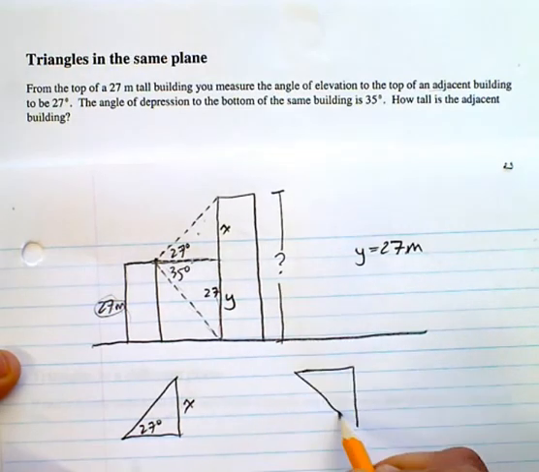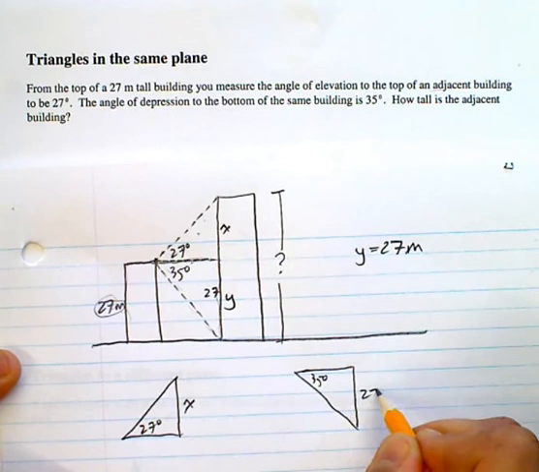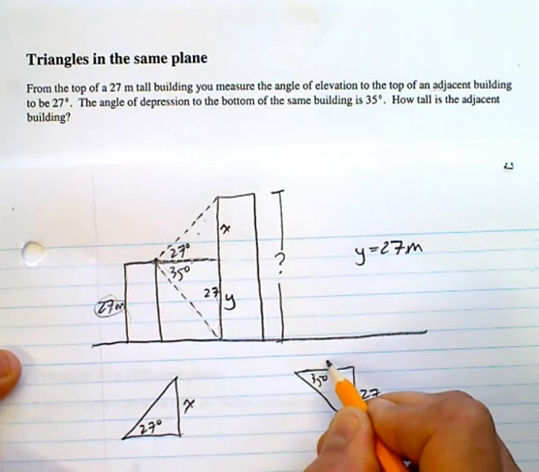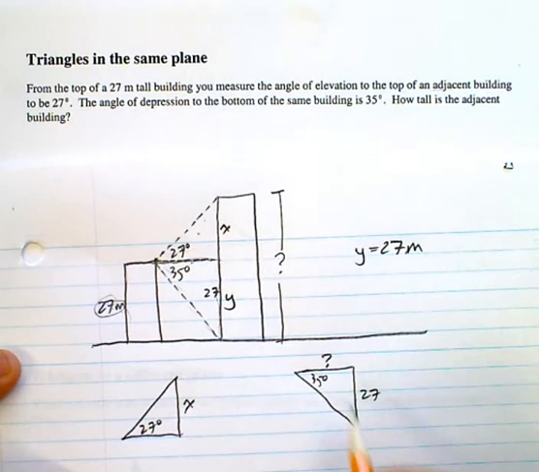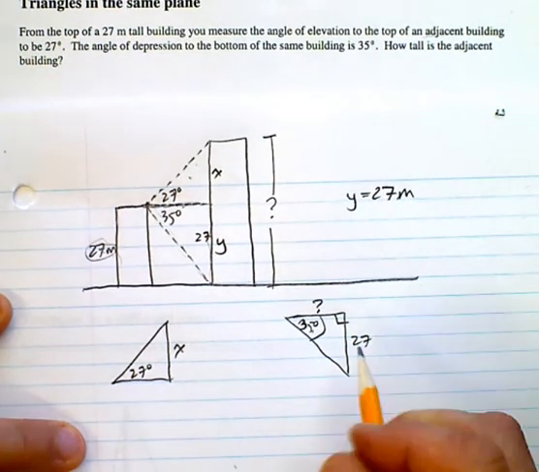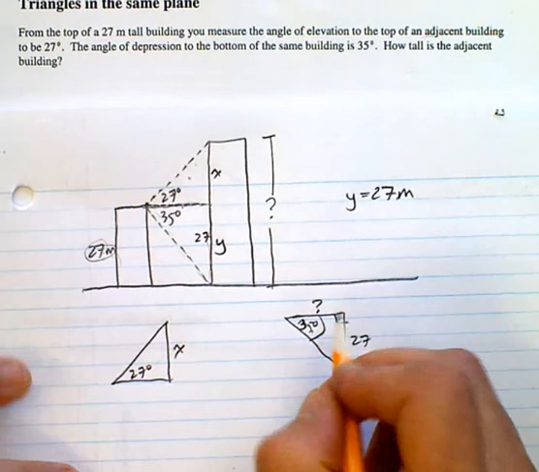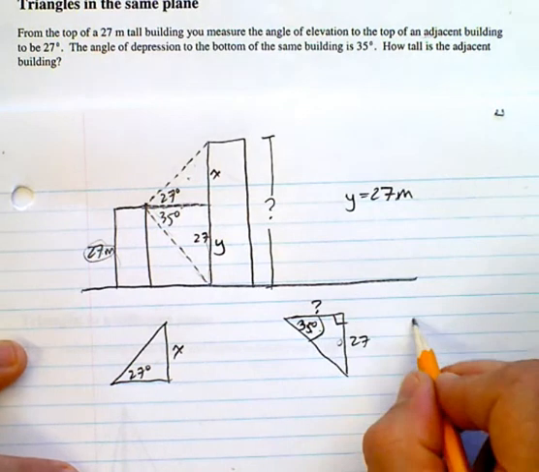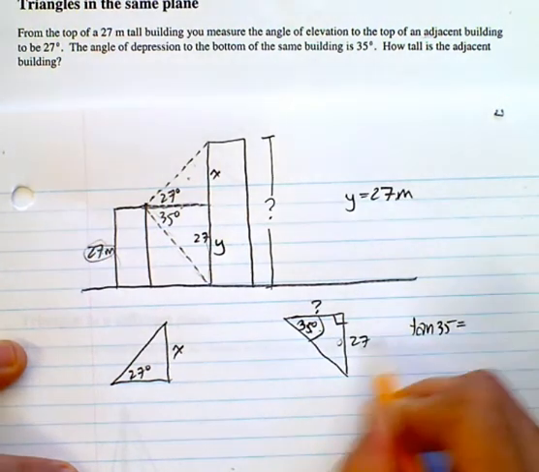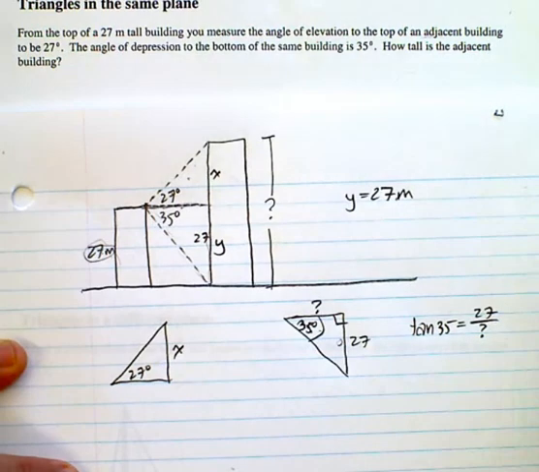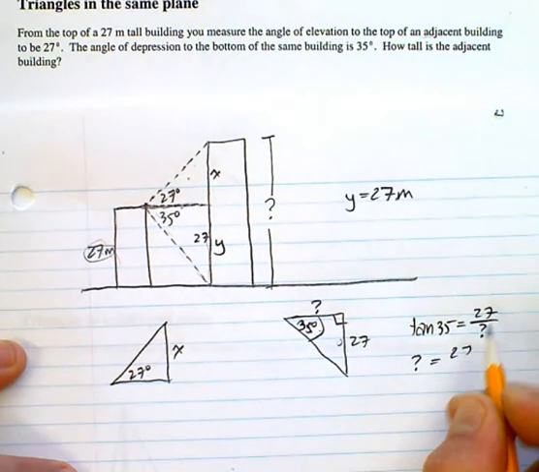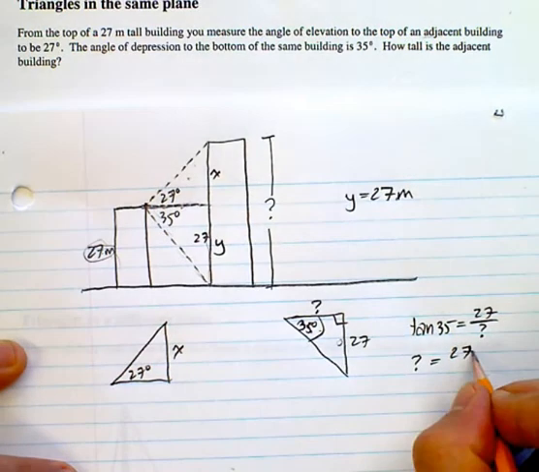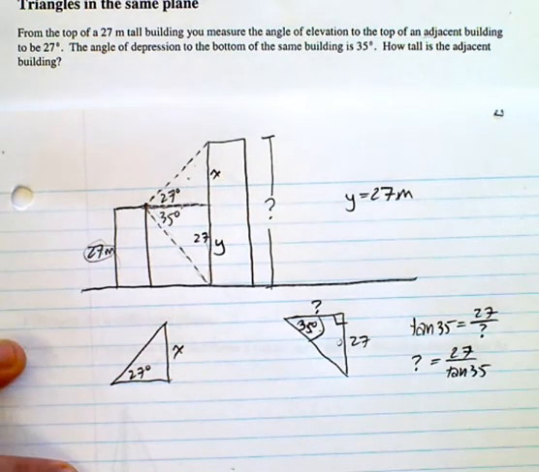Let's have a look here. If this is 35 degrees and this is 27, I want to find this side right here. Now, this is the angle, right? Let's think about which trig function we're going to use. You can see that's 35. Now, opposite and adjacent would be tan. So tan of 35 is equal to the opposite over the adjacent. That's what I'm looking for. So the adjacent is 27 over tan 35, and that's what we do in our calculator.